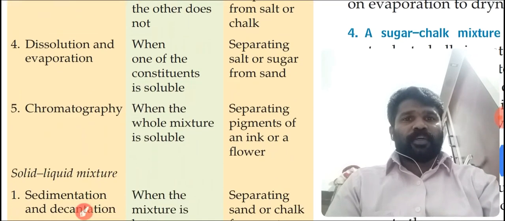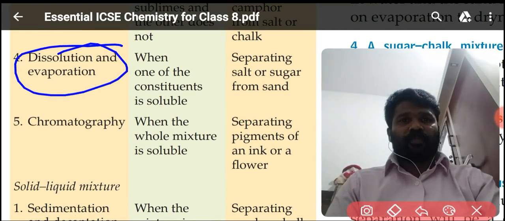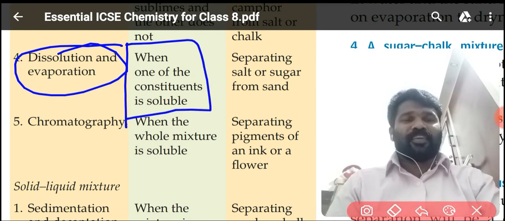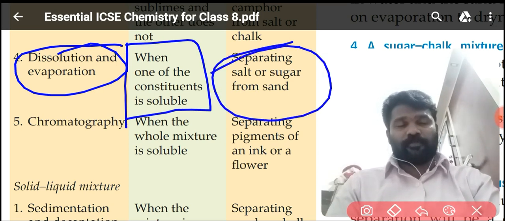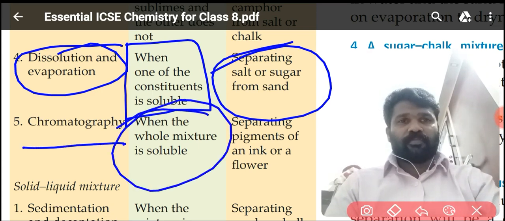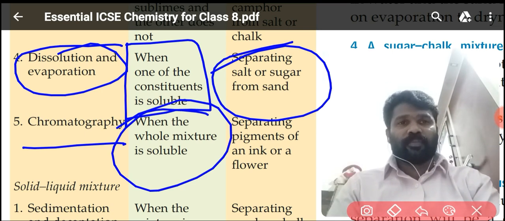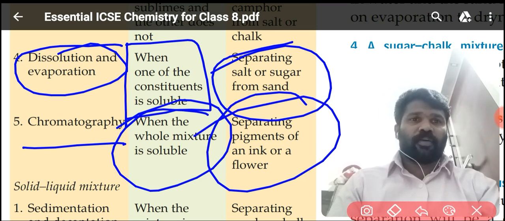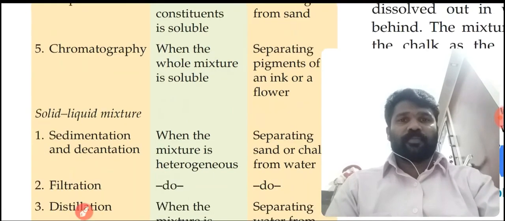The fourth method is dissolution and evaporation. This is applicable when one of the constituents is soluble. For separating salt or sugar from sand, we can use this method. Next one, chromatography. When the whole mixture is soluble, then we can use the chromatography method, for example separating pigments of an ink or a flower.